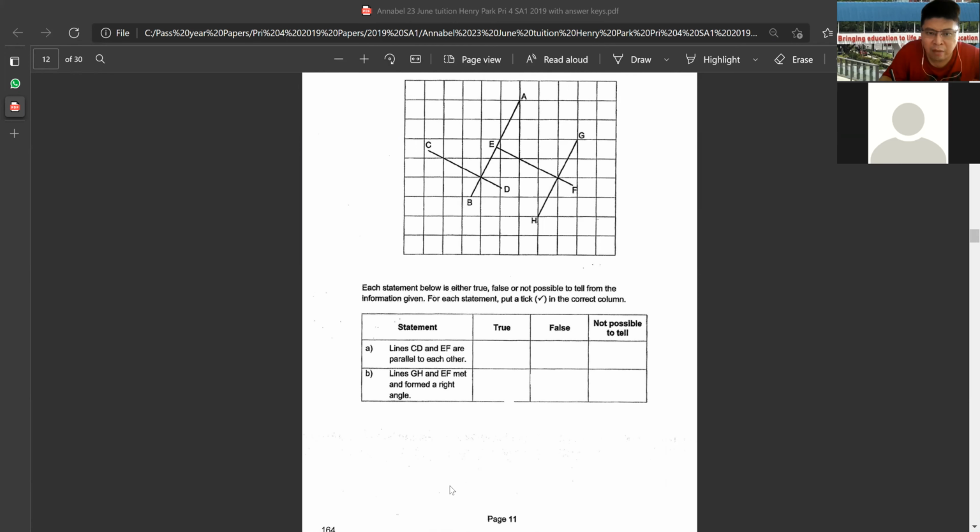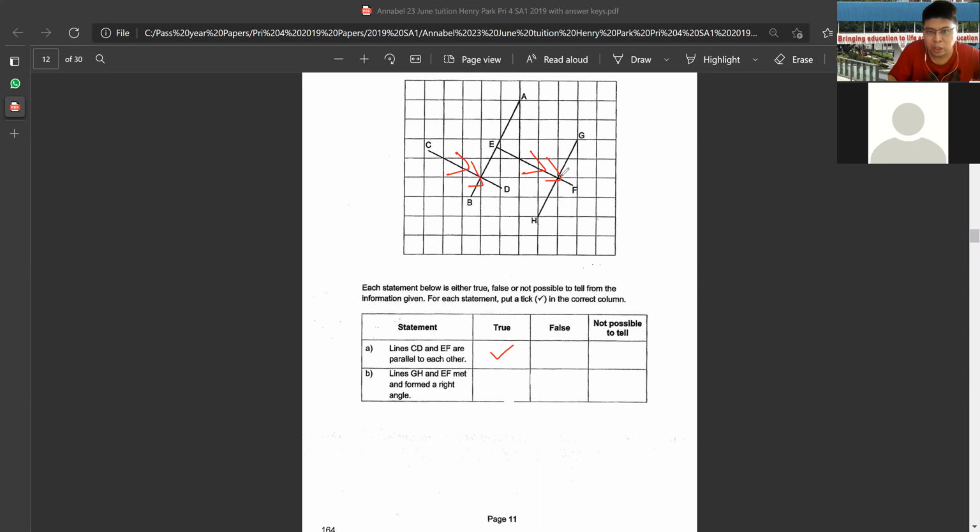Lines CD and EF are parallel to each other. True or false? False. CD and EF, they are parallel. It's true. CD and EF, they are parallel to each other, right? Okay, CD, EF, they are parallel.